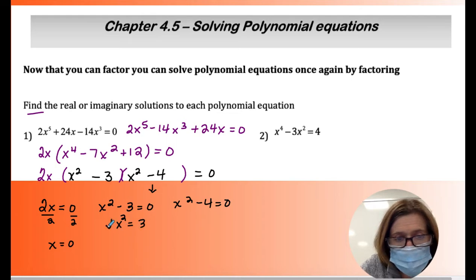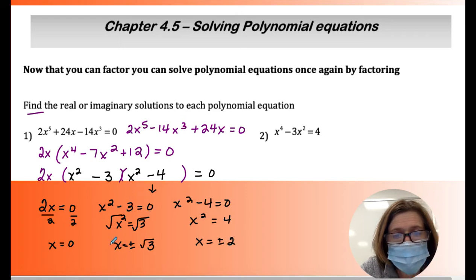So that's going to give me 0. So I have a root of 0. I have a root of, so x squared equals 3. So x equals plus or minus root 3. So an irrational root. And here I'm going to get x squared equals 4. So x equals plus or minus 2.